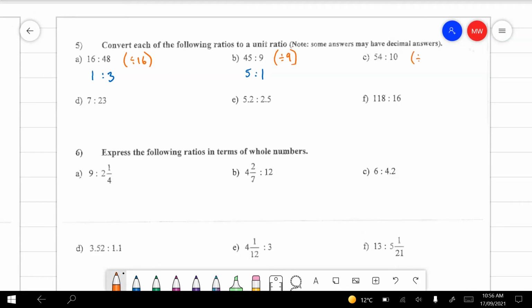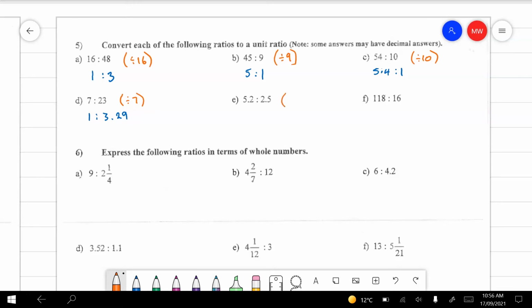So we'll divide both sides by the smallest of the two numbers. 5.4 is the answer. So 54 divided by 10, and then we got 1. Over here, we'll divide by the smallest number again, so 7. We have to do them one at a time. 7 divided by 7 is 1. 23 divided by 7 gives us 3.29.